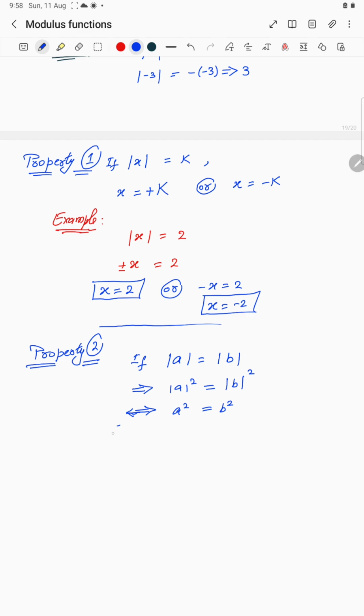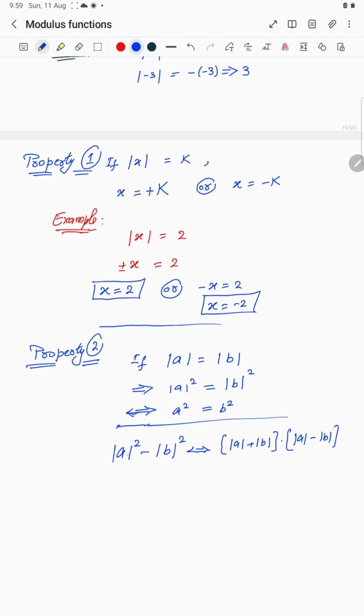We can also state that if you have mod of a square minus mod of b square, then it is equivalent to applying the identity a square minus b square, which is mod a one time plus and one time minus.